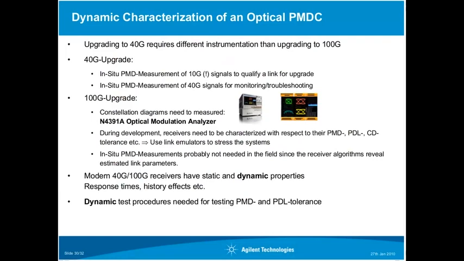Upgrading to 40G requires different instrumentation than upgrading to 100G. That seems to be pretty clear. 100G, you will also have to address PDL, these kinds of things. 40G, the problems are more practical, and 100G is not being deployed yet. 100G is going to be deployed in 1 or 2 years. So I'm sure there will be change demand on instrumentation.